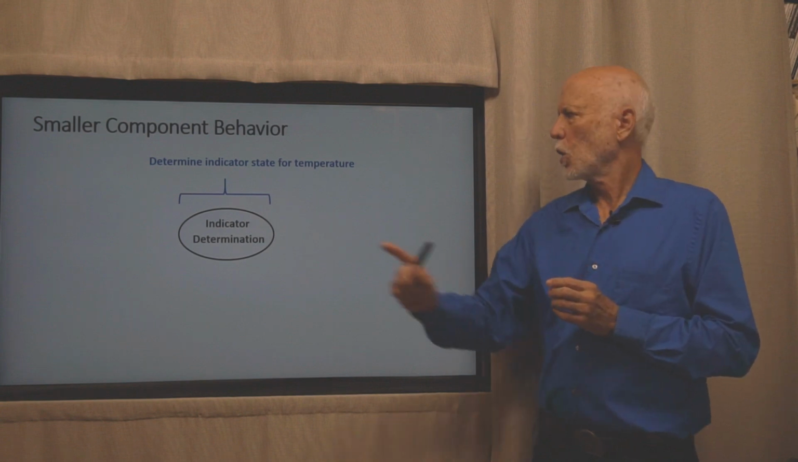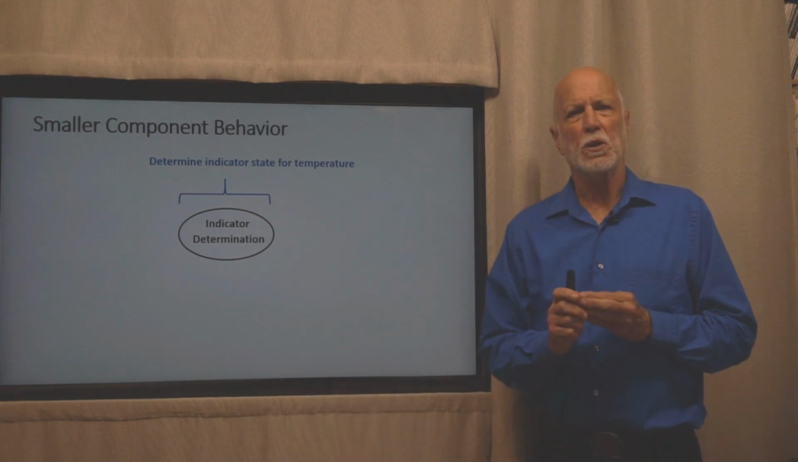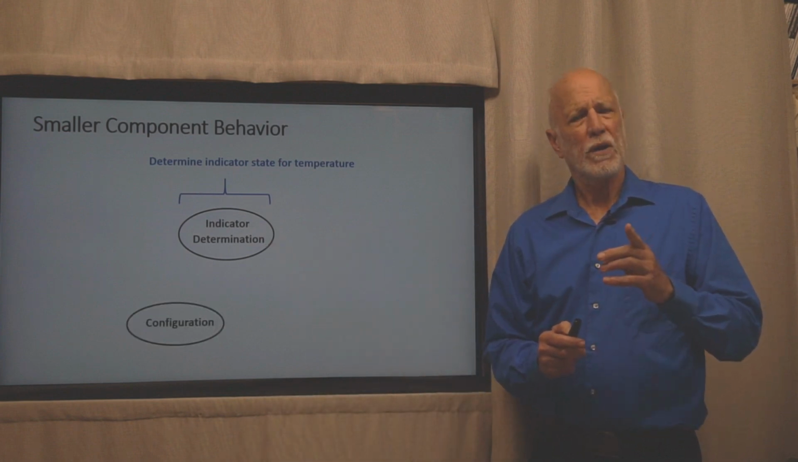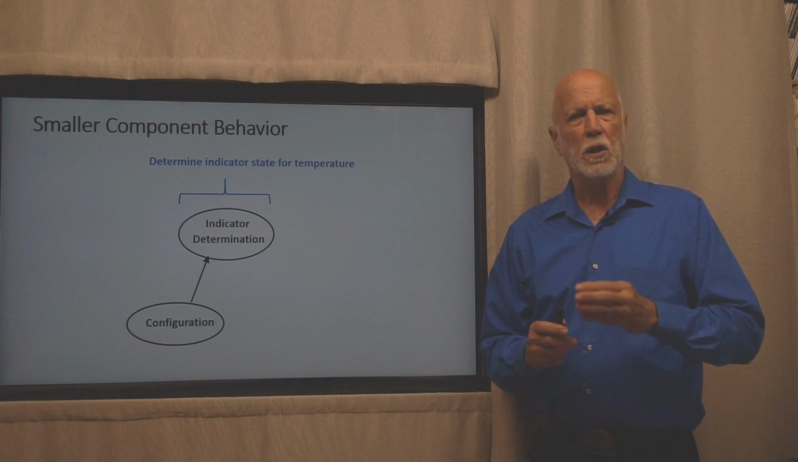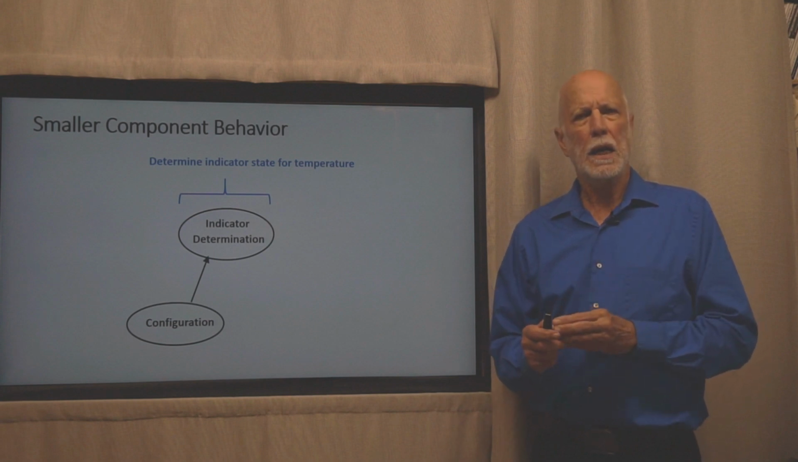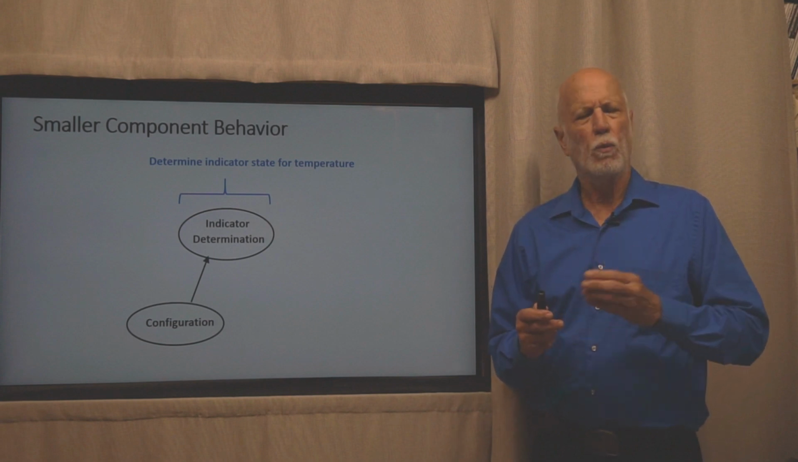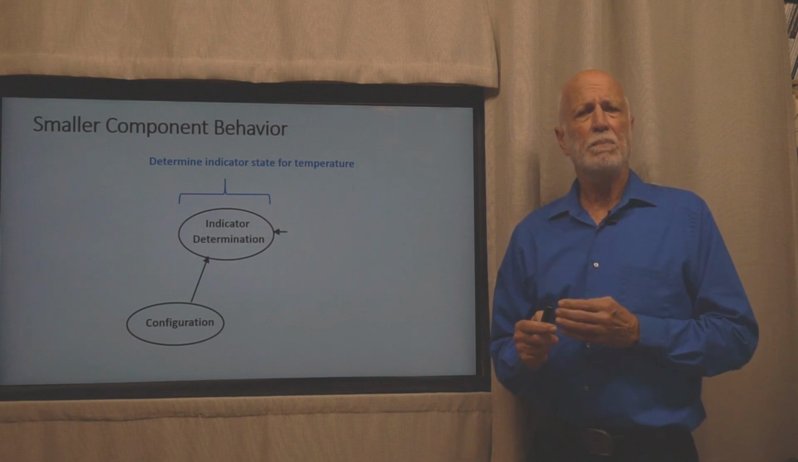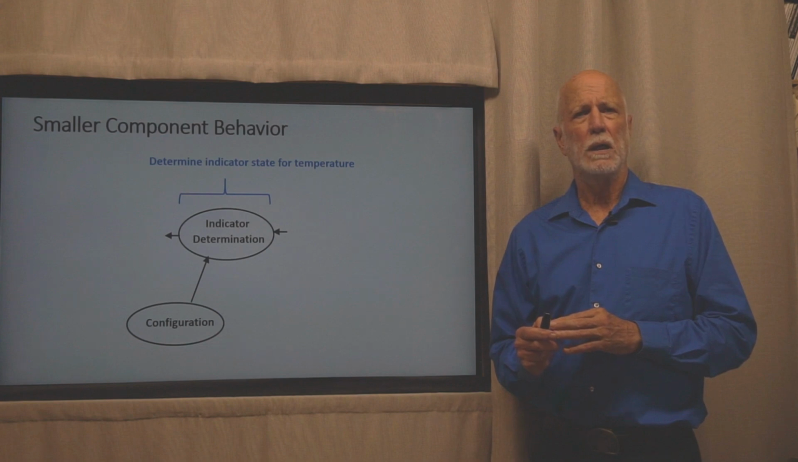Now, once we have the overall flow, we can break it into behavior for the individual components. Determine the indicator state for temperature. And we have our indicator determination. We've got our configuration file, which it's going to read. And now, let's look at what one of the scenarios or tests would be for this. We've got an input and an output.